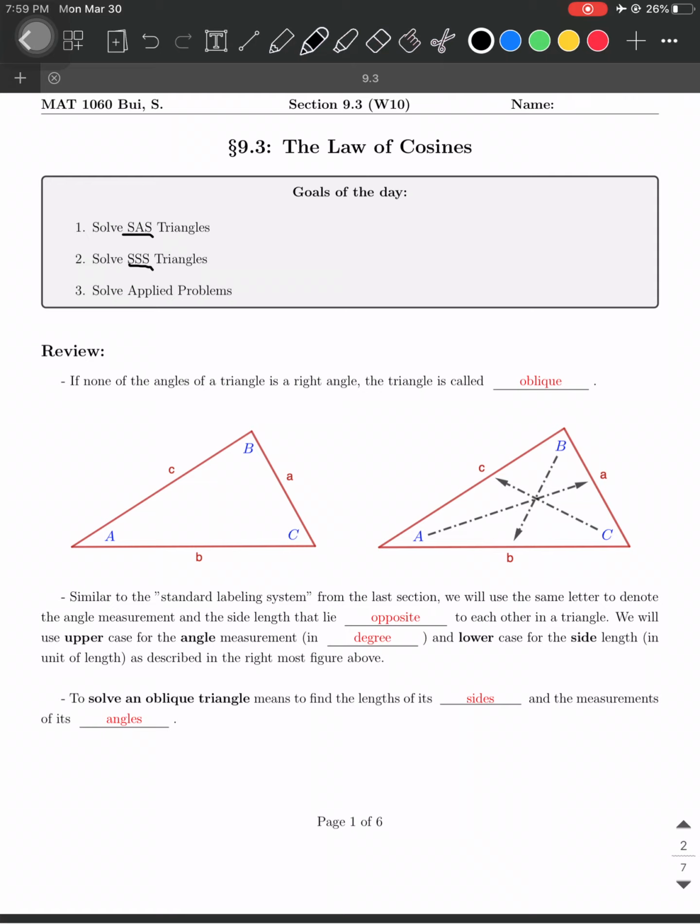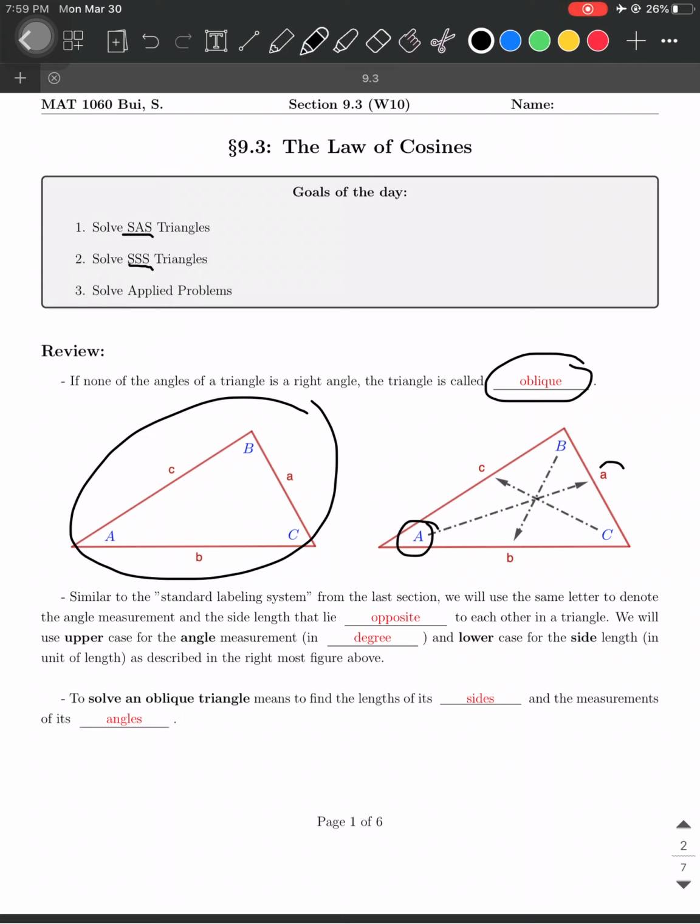So we talk about oblique triangle. Oblique triangle, technically it means no right triangle, okay? So as long as you don't have a right triangle, we call it an oblique triangle, okay? And the labeling system in here, just as before, opposite to A, we have letter A, opposite to B, we have letter B, and opposite to C, we have letter C. And again, we use uppercase for all the angles and lowercase for all the sides in here. So make sure you don't get confused between uppercase and lowercase letters, okay?